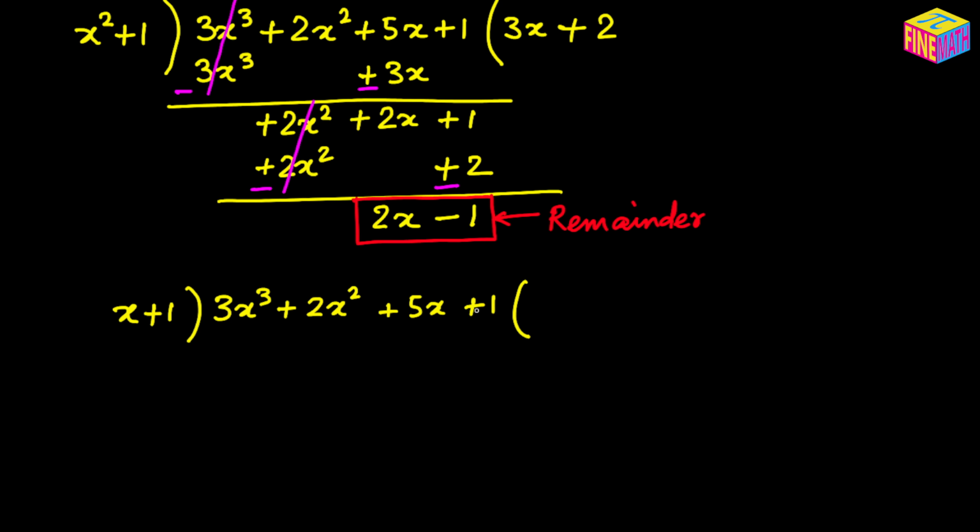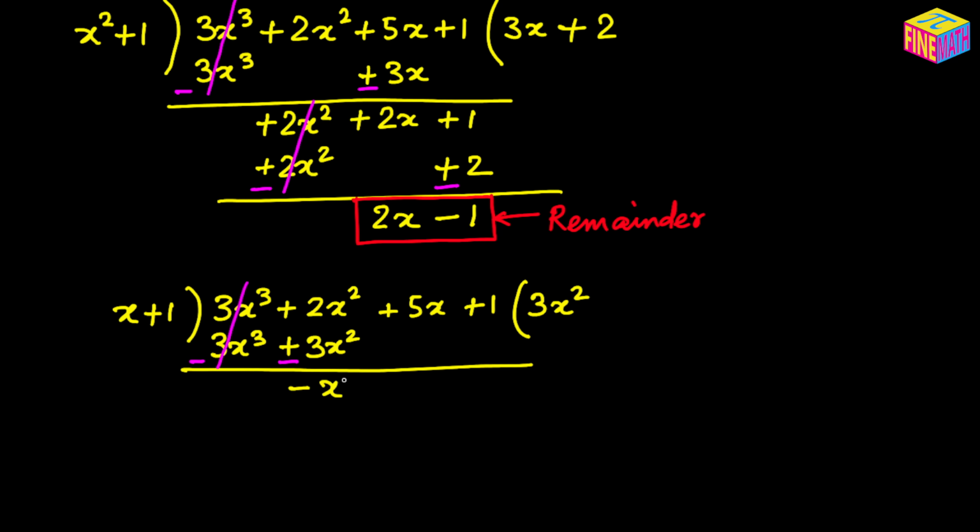So x goes 3x squared times into 3x cubed. So in the quotient I write 3x squared, and then here it would be 3x cubed, and then 1 times 3x squared, that would be 3x squared. And then we need to change the sign and do the algebraic addition, and these two will cancel out each other and we will be left with negative x squared here and then positive 5x and plus 1.